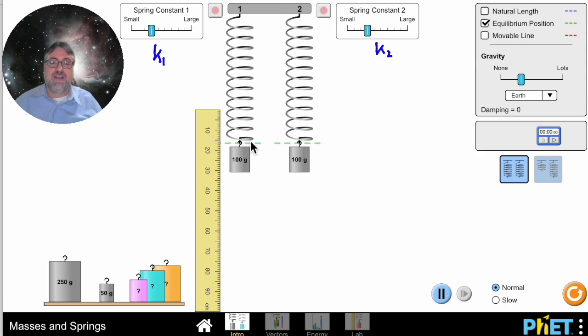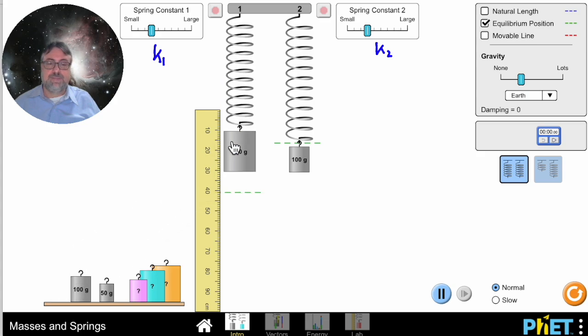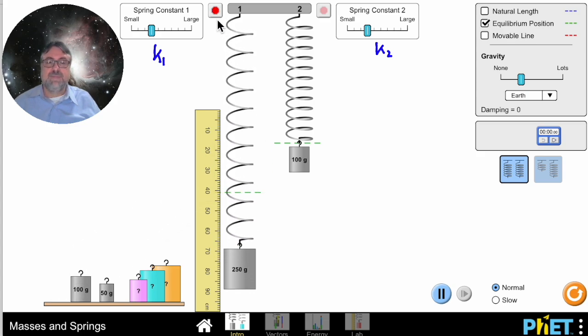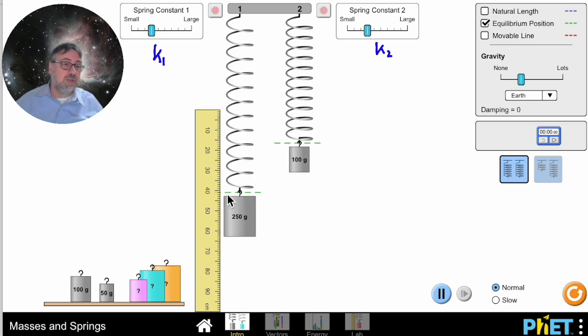Now, since these springs are identical, I put the same mass pulling down. That is, I have the same force of gravity pulling down on these springs. Both these springs have shifted about 11 centimeters down from the initial position, which I set to the top of the ruler. Now, if I put more weight on a spring, you'll see that the spring stretches a further distance, even though they have the same spring constant.